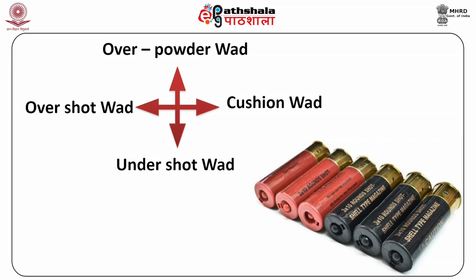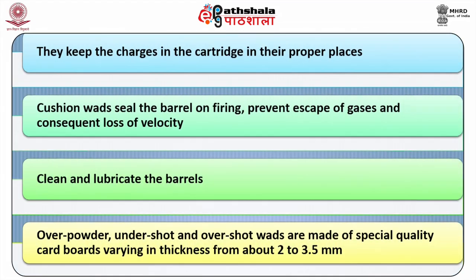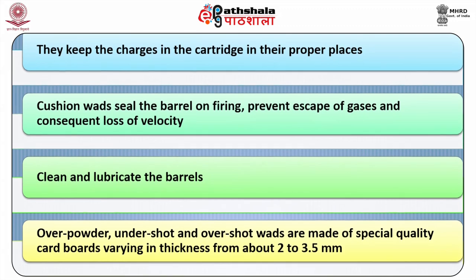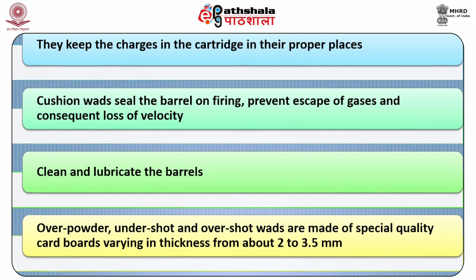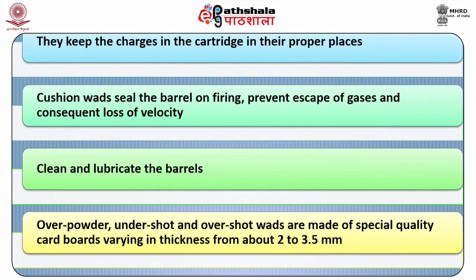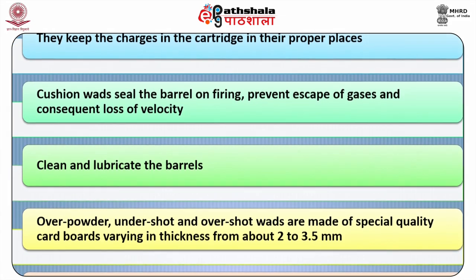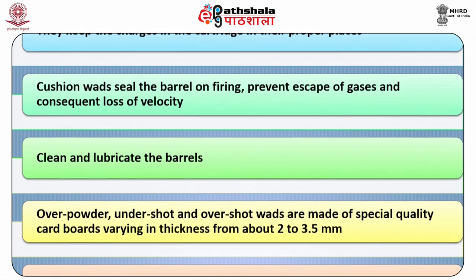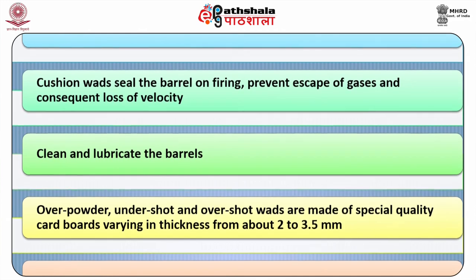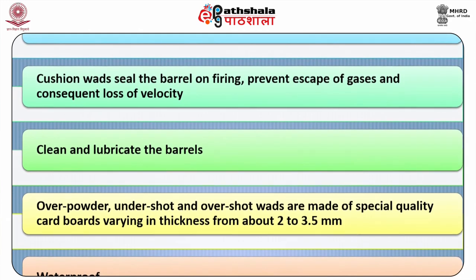Second is cushion wad. Third, undershot wad. And the fourth is overshot wad. They keep the charges in the cartridges in their proper places. In addition, the cushion wad seals the barrel on firing and thus prevents escape of gases and consequent loss of velocity. They also clean and lubricate the barrels.